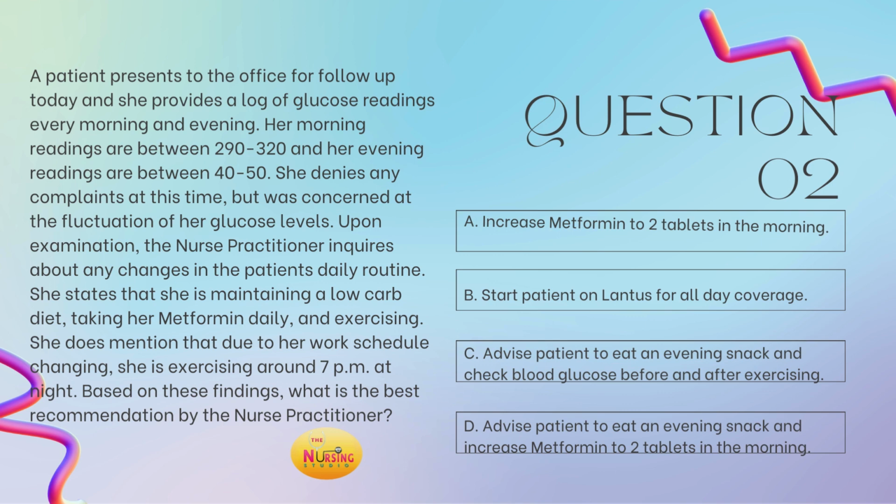C, advise the patient to eat an evening snack and check blood glucose before and after exercising. Let's hold that because that sounds pretty good. Or D, advise the patient to eat an evening snack and increase metformin to 2 tablets in the morning. Well, no, we don't want to do that because still we're not trying to focus on that morning hyperglycemia, because we know that the source of the morning hyperglycemia is that nighttime hypoglycemia, right? Because with the Somogyi effect, we have hypoglycemia at night, and that rebound effect causes the hyperglycemia in the morning.